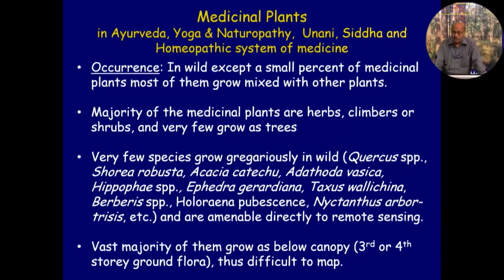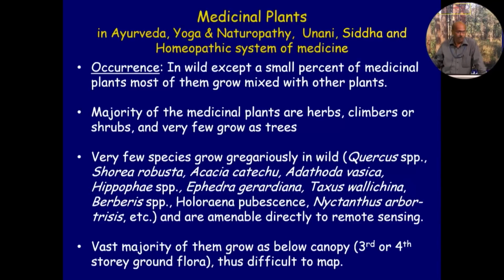Similarly, Taxus wallichiana in the western Himalayas, we have a scattered population. That means trees are not very dense. Whereas if you go to Arunachal Pradesh, to Tale Valley, you have only Taxus baccata or wallichiana. You can say about 80% pure population of Taxus is found, and that means I can map it.